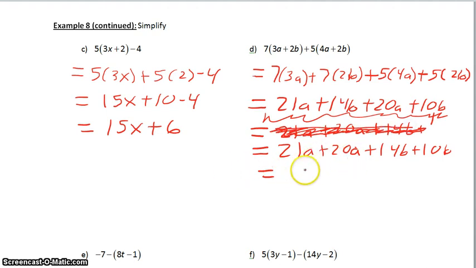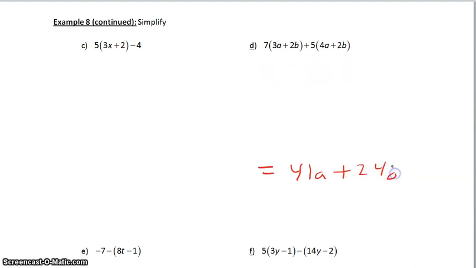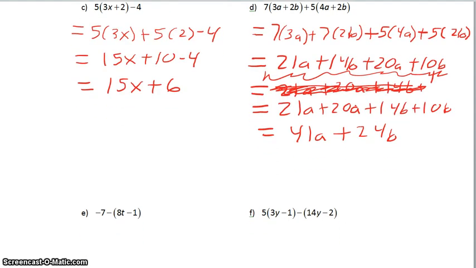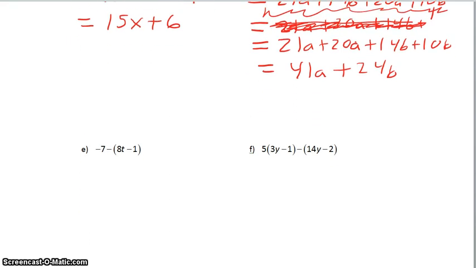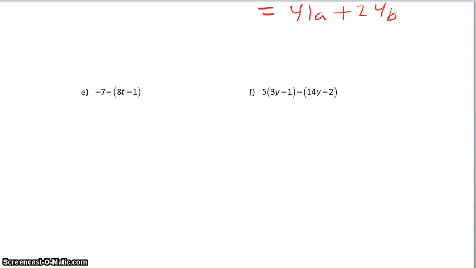So now we have 21a plus 20a, which is 41a. We have 14b plus 10b, which will give us 24b. And we're done with that problem. Now for some reason, all of this disappeared. However, you can rewind this and it will pull back up everything that we wrote initially. So your final answer here is 41a plus 24b. Now we scroll down. Now it comes back. I don't know what is happening with this computer, but that's fine. That's why we have a rewind button.